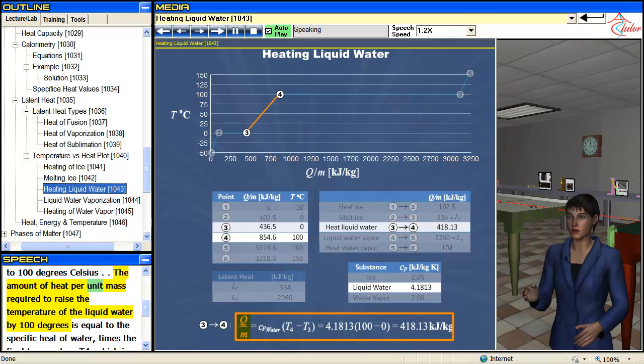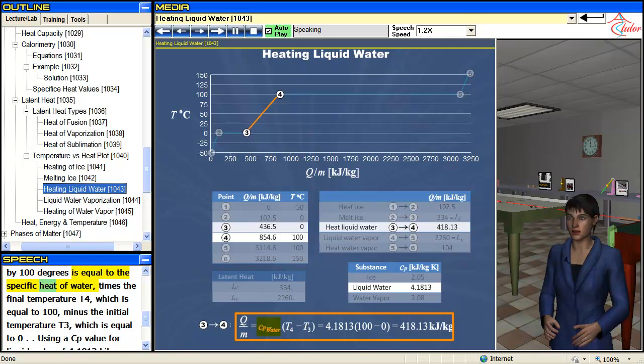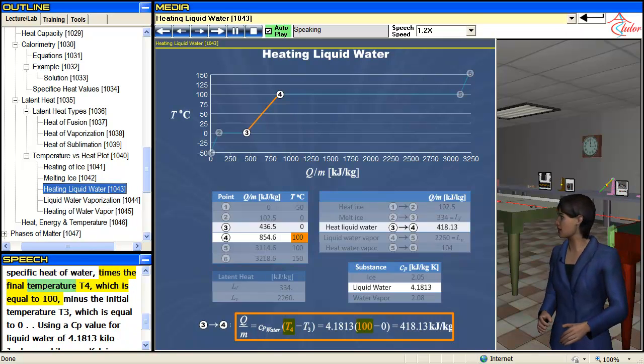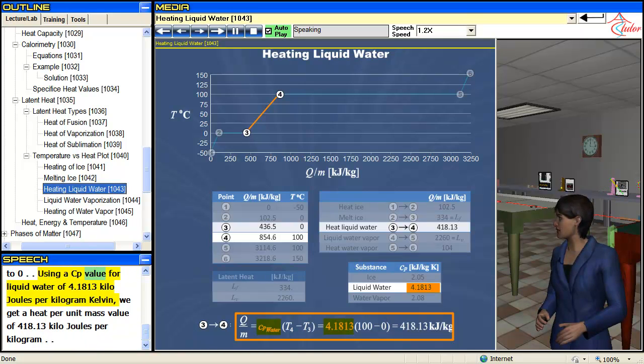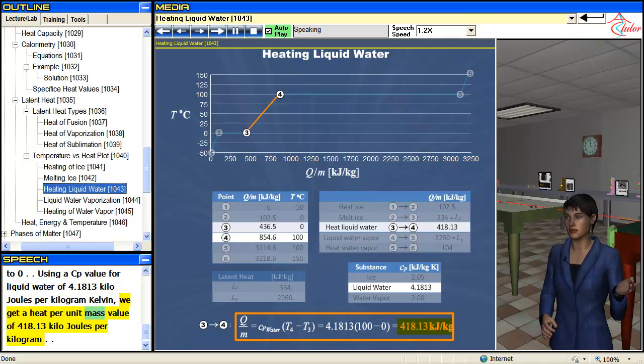The amount of heat per unit mass required to raise the temperature of the liquid water by 100 degrees is equal to the specific heat of water, times the final temperature T4, which is equal to 100, minus the initial temperature T3, which is equal to 0. Using a Cp value for liquid water of 4.1813 kilojoules per kilogram Kelvin, we get a heat per unit mass value of 418.13 kilojoules per kilogram.